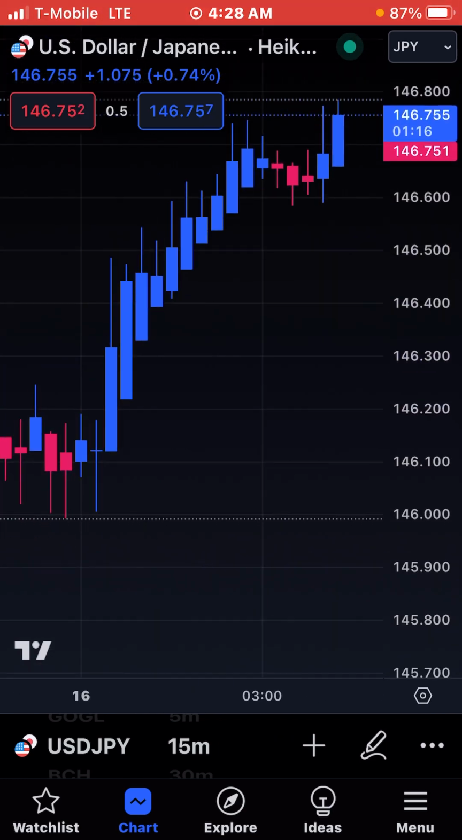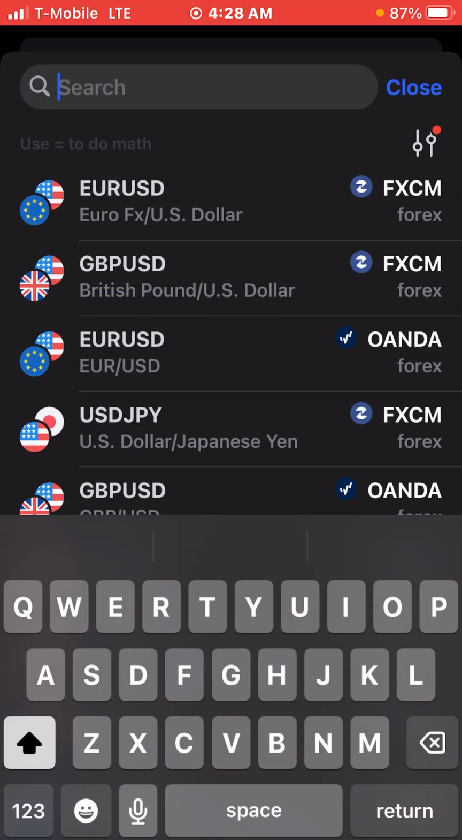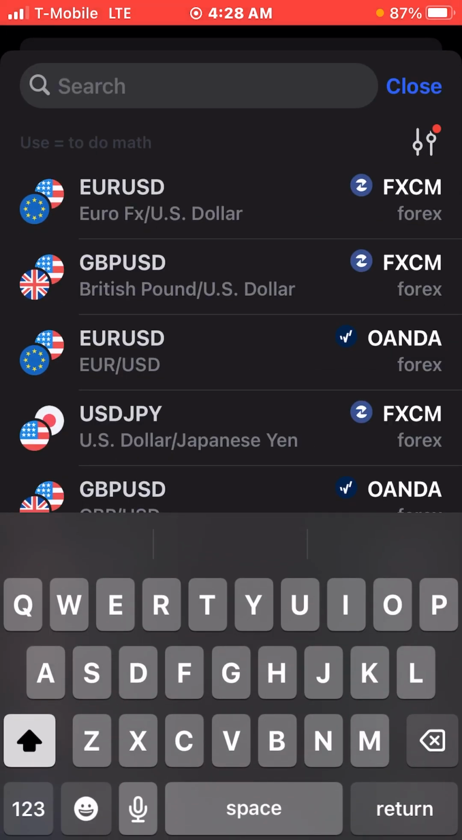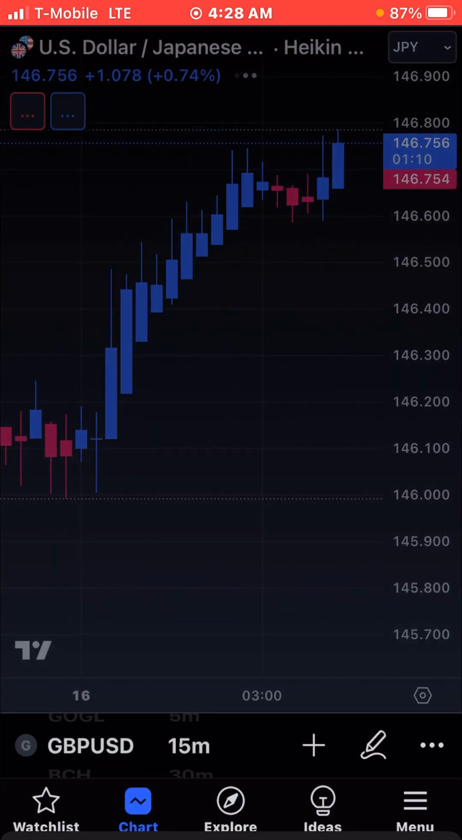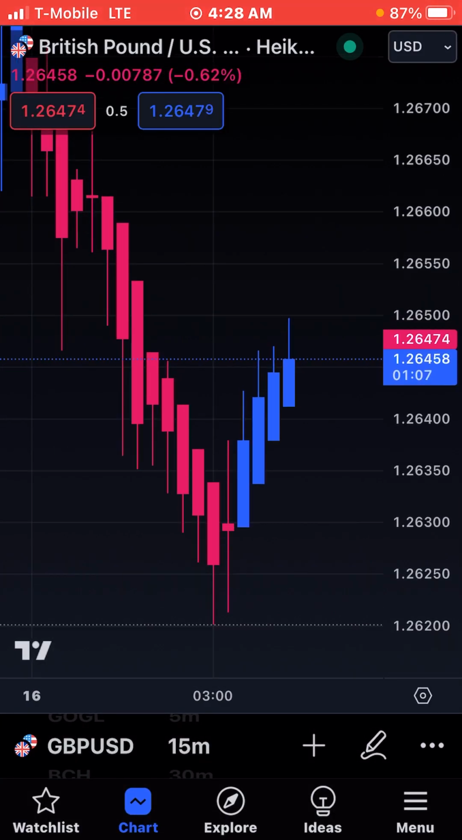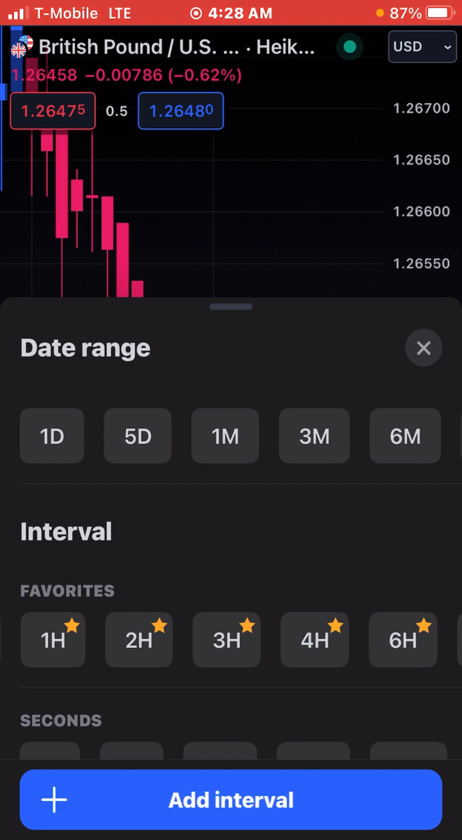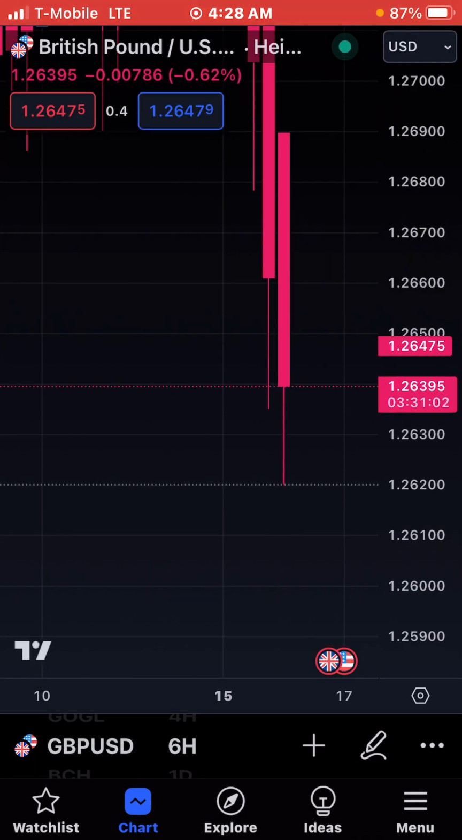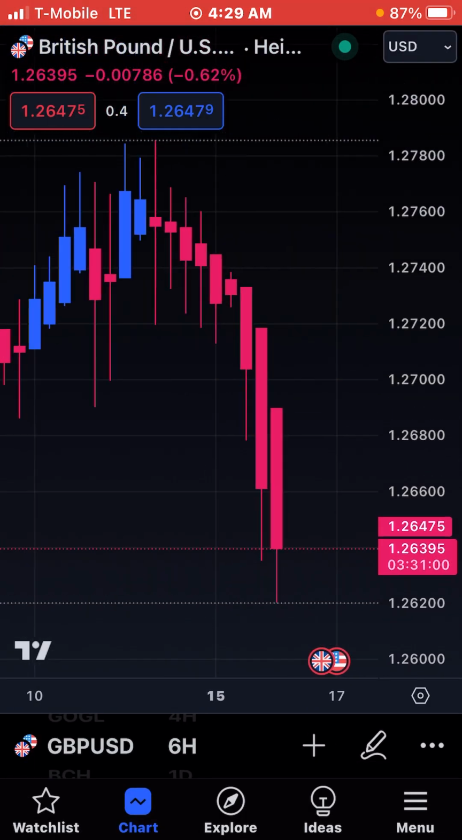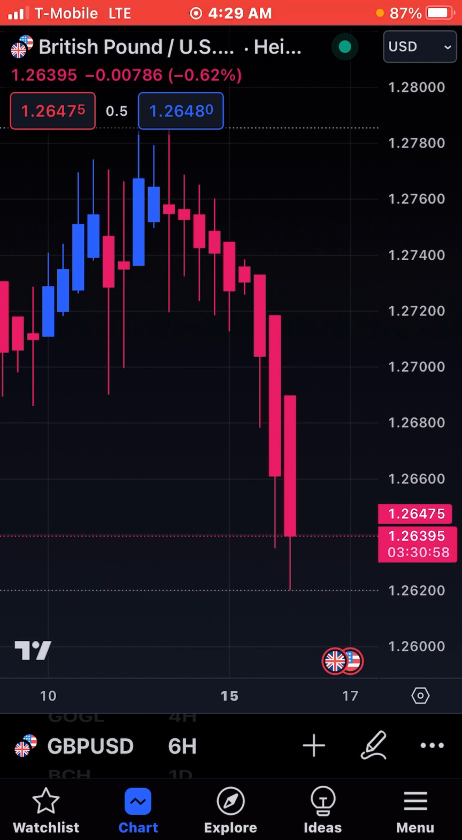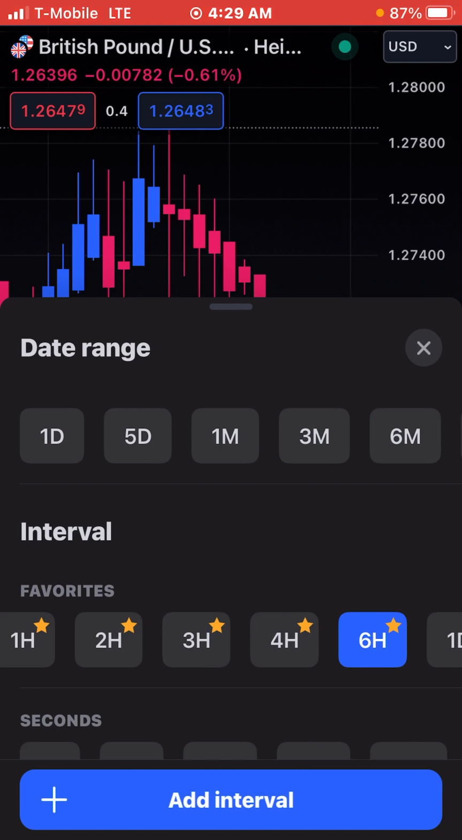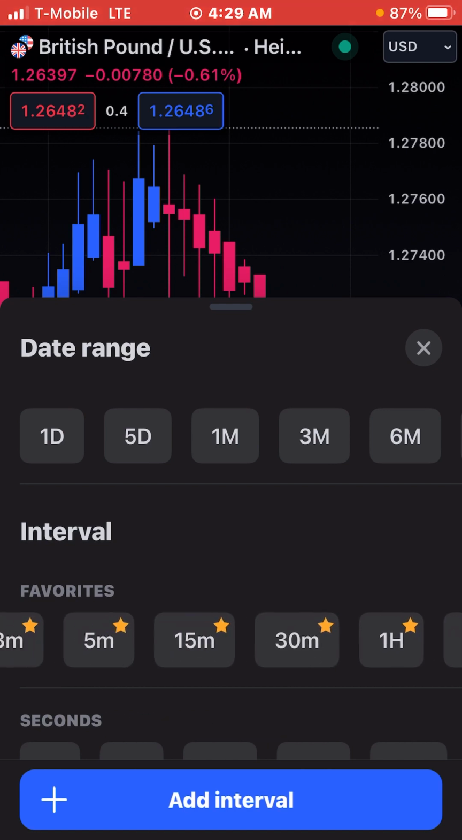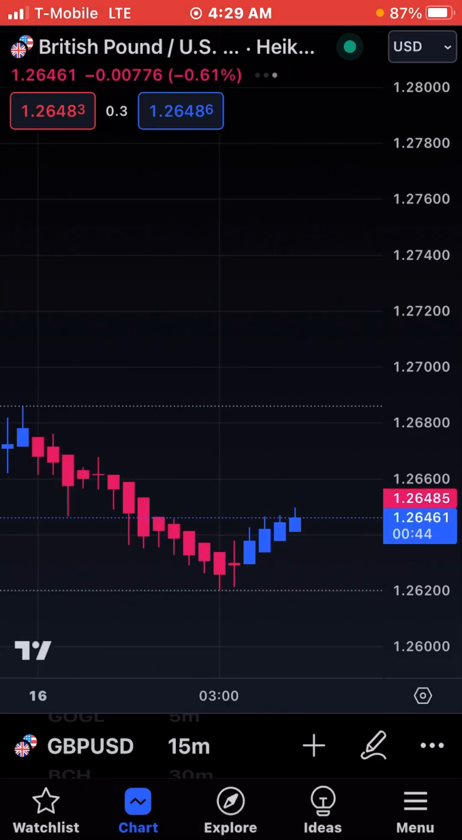I kind of want to look at an example of some other ones. Let's look at the British pound. And this one, let's look at it on the 6 hour here. Okay, so judging by the 6 hour, what can you tell? What is the overall trend here? You see at least 3 candles here of it going down. So your entry point would either be on a 15-minute, 5-minute, or a 3-minute, whichever one you want to do.